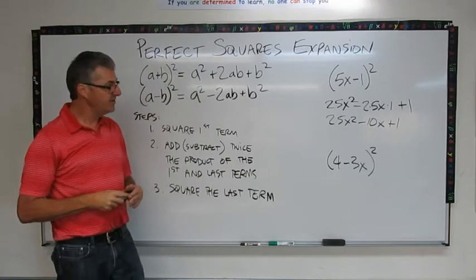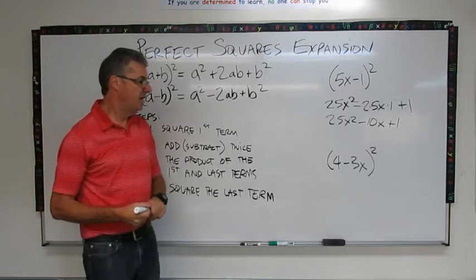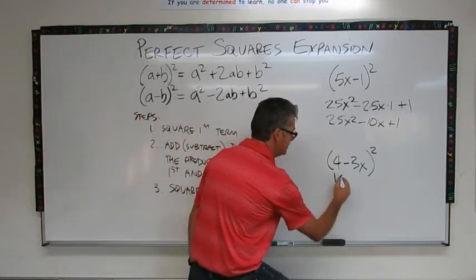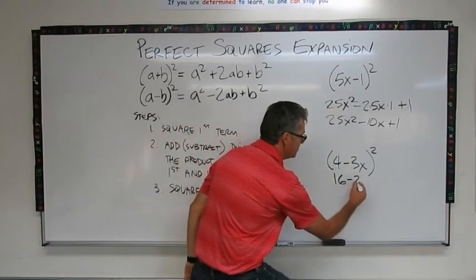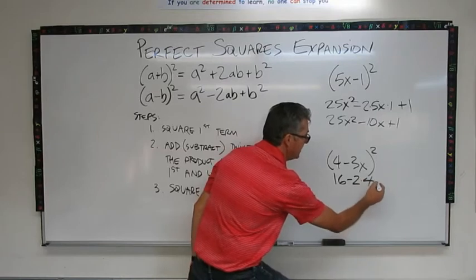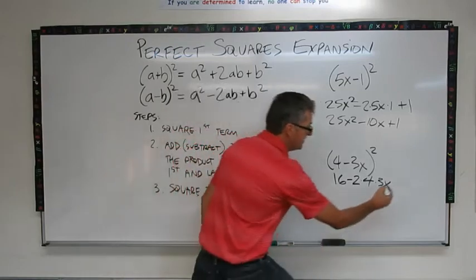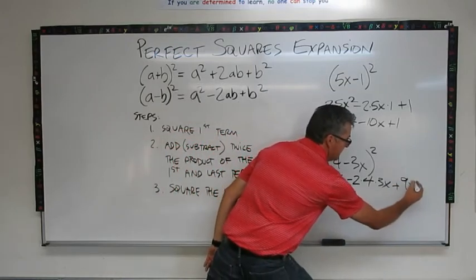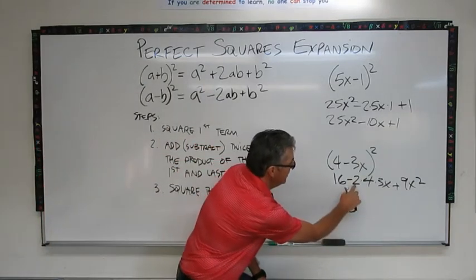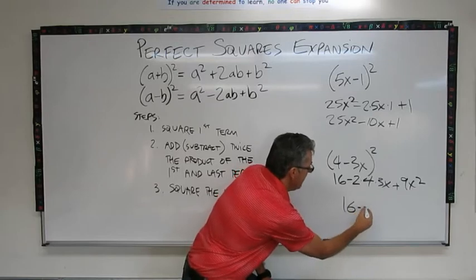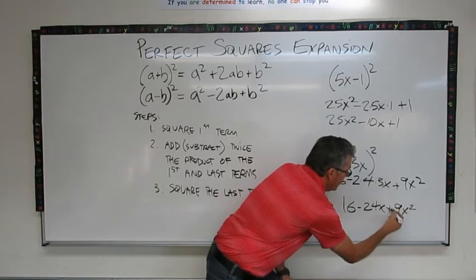Okay, let's try the next one. Here you go. Pause the video. All right, let's see how you did. Square the first term, 16. Add or subtract, we have a minus here, so it's going to be subtract twice the product of the first and last terms. And then square the last term, minus 3x is going to be plus 9x squared. Now let's clean that up. We get 16. Negative 2 times 4 times 3 is going to be minus 24x plus 9x squared.